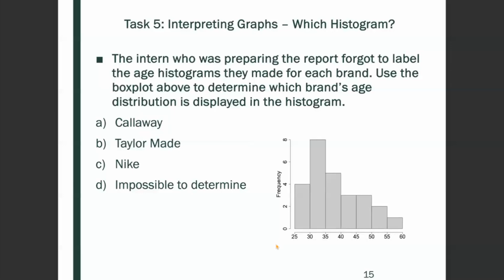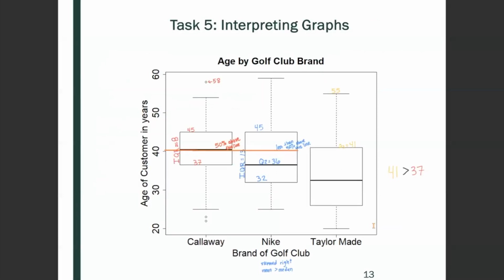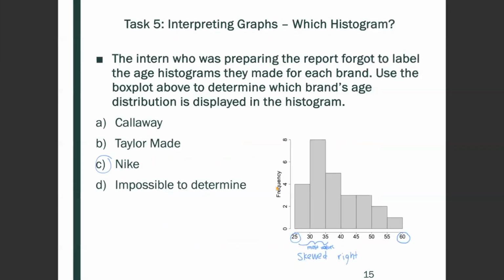So that means that this histogram matches closely with Nike. If we look as well at the skew, we can see that this histogram is skewed to the right, where Nike, as we discussed before, is also skewed to the right. I know TaylorMade is also skewed, but Callaway is somewhat symmetrical, or more symmetrical than Nike. So it confirms that this histogram matches most closely with Nike.